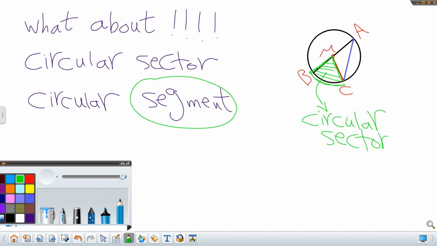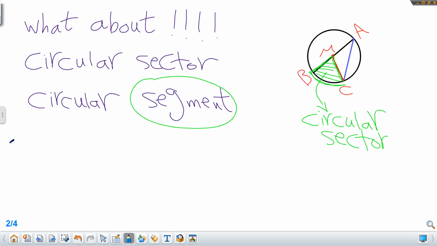A circular segment is a part of the circle, but it's included between an arc and a chord. Arc and chord. So we can say this part is called circular segment. So a circular segment is a part of the circle included between an arc and a chord. Arc and a chord. Okay.